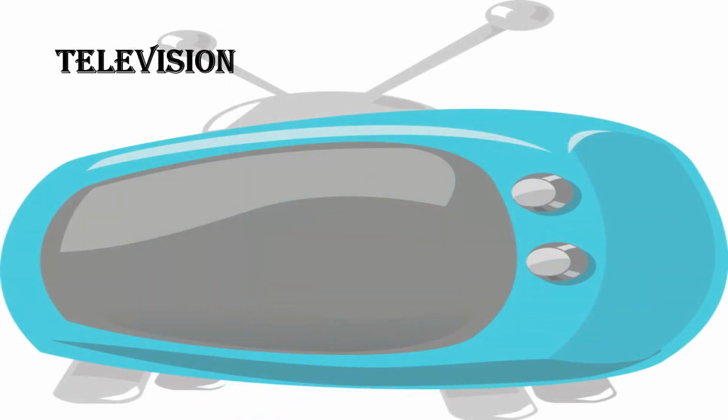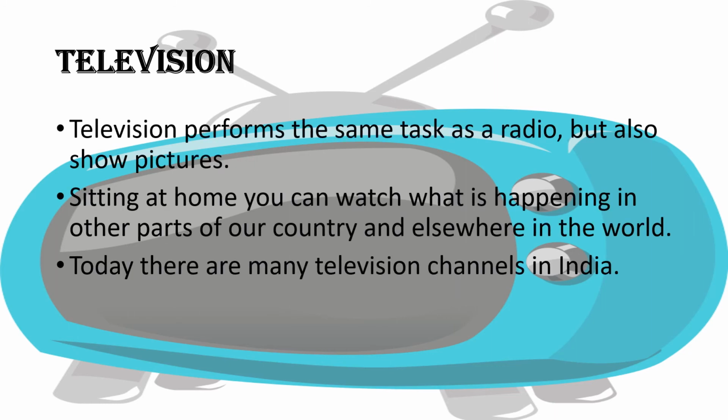Now we will talk about television. Television performs the same task as a radio, but it also shows pictures. So television gives the information, but in radio we can only hear it. But in television we can hear as well as see. So sitting at home, you can watch what is happening in other parts of the country and also elsewhere in other parts of the world.